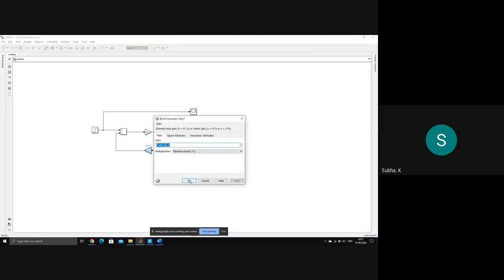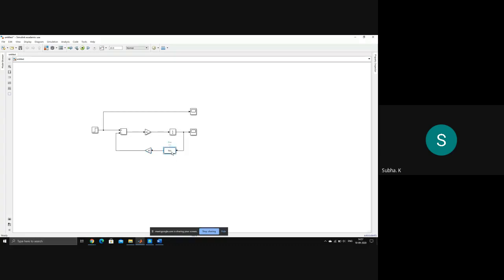Then that function block you open. This is Mohit's screen only, no? No, ma'am. That 1.2 you give it you. That is a present level height. Asterisk. Okay. Then you save and run, you'll get it.